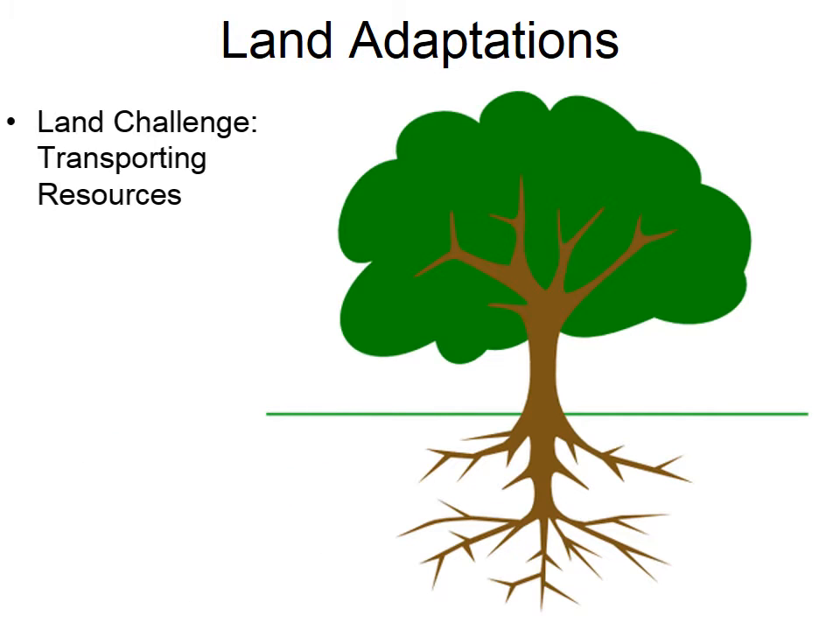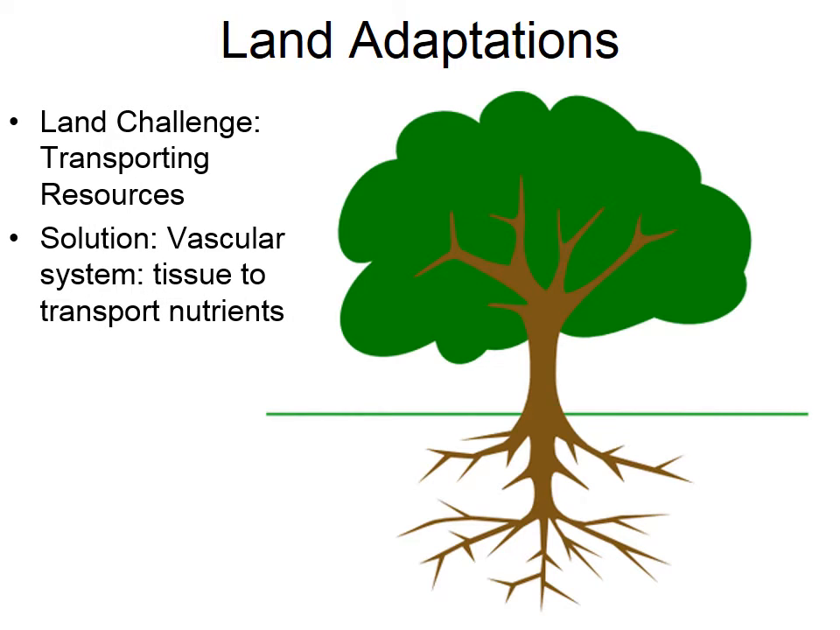Another challenge to life on land I want to mention is the ability to transport nutrients and resources. Plants can be really, really tall, and they have to have a way to transport nutrients and water from the ground where their roots are to the treetops, for instance. A solution that has evolved over time is a vascular system. A vascular system is kind of like the circulatory system that animals have. It is a way to transport nutrients throughout the entire plant, throughout the entire organism.